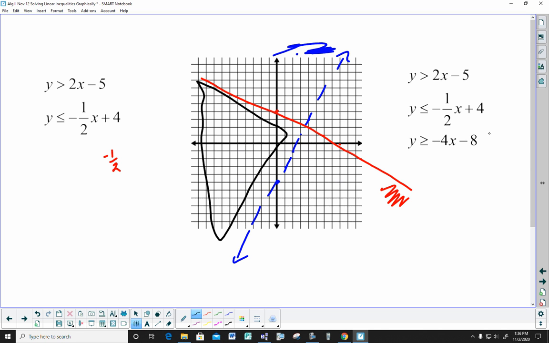Now, what if they threw a 4th one at you? So like this one. Well, you do the 4th one. So the y-intercept is -8, 5, 6, 7, 8. The slope is -4 over 1. So that means go down 4, right 1. Well, I can't go down 4, so I'm going to go up 4, back 1. 1, 2, 3, 4, back 1. And this line is going to be solid. Let's see how well I can do this.